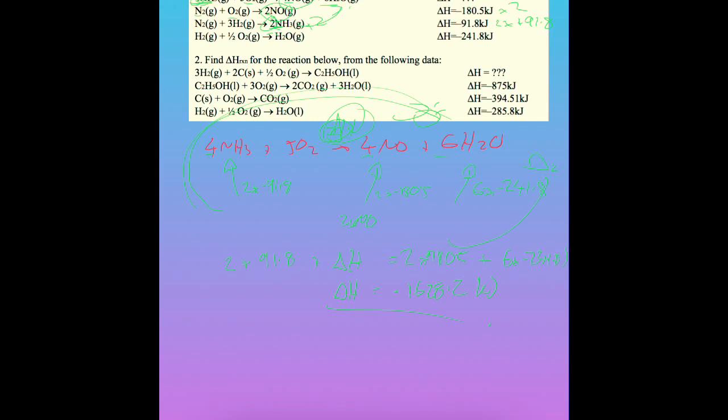And then finally, hydrogen, half an oxygen makes H2O. Well, that's on the right hand side, that's on the right hand side, but it's times 6. So we're going to keep the sign, we're not going to flip it. 6 times minus 241.8. And all you do is sum these up, and you'll find it's minus 1628.2. Whichever method you use, you get the same number back.